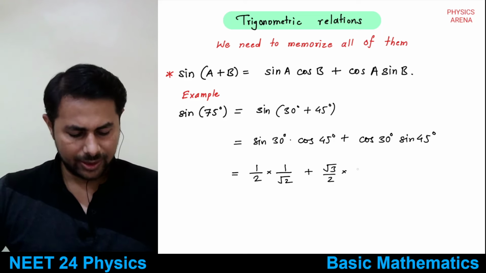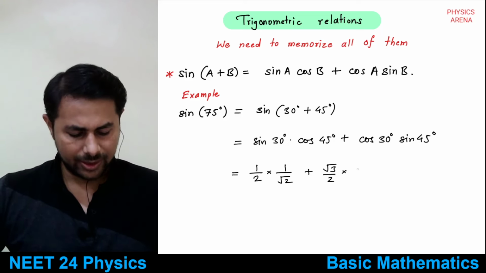So sine of minus theta is minus sine theta, and what about cos of minus theta? It is just cos theta, in the same way. Is this clear? Okay, good.